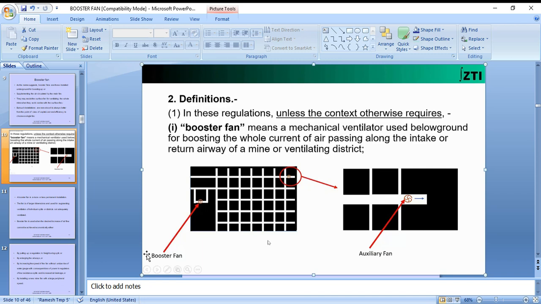That is why it is essential to have a judicious choice of size of the booster fan. Position of the booster fans also needs careful consideration, particularly in leaky airways. You have to consider where to locate the booster fan without affecting other things. So the basic idea is that it is just like a mechanical ventilator to boost the whole current or the part of the return or ventilation districts.